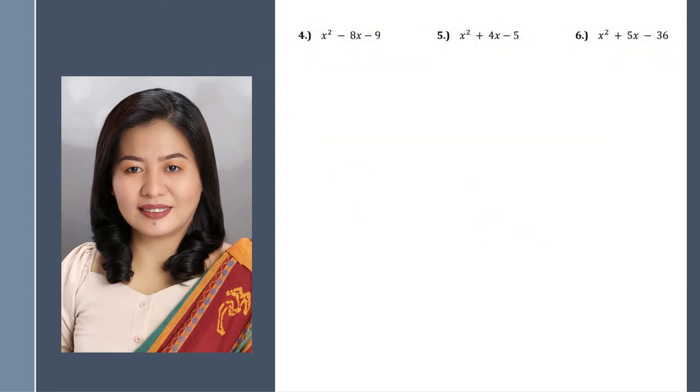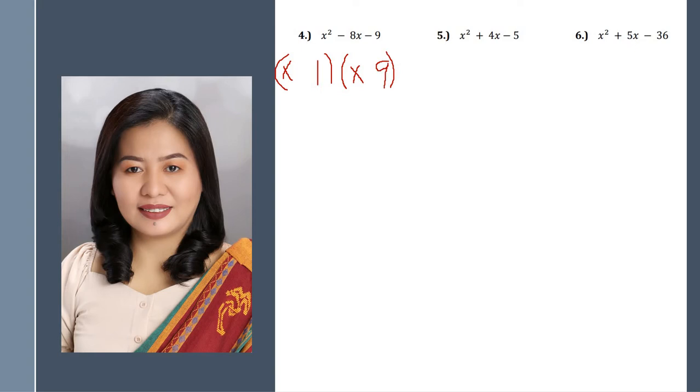Next, number 4. We will again have pairs of parentheses for our factors. So we have x and x, that would be x squared. And factors of 9 that give you 8, that's just 1 and 9. So we don't need to list it actually.